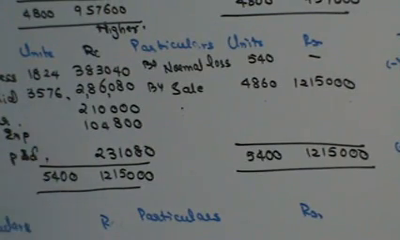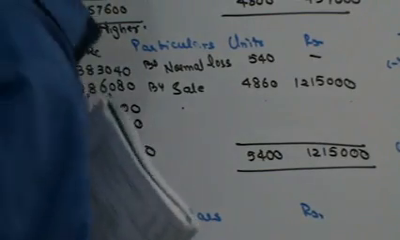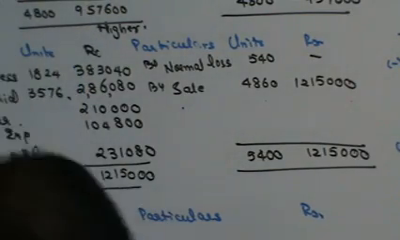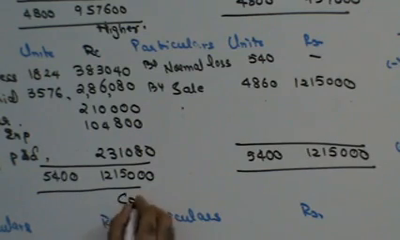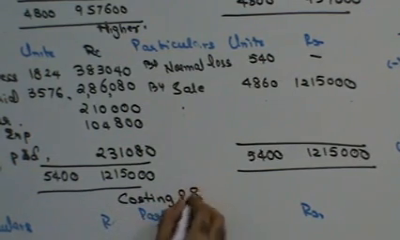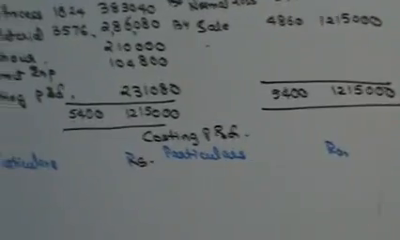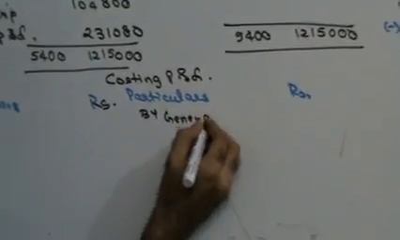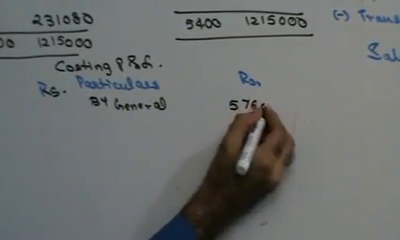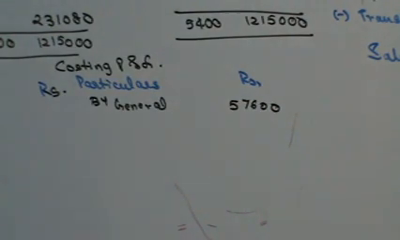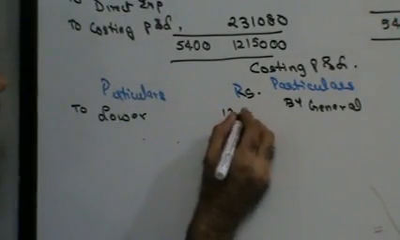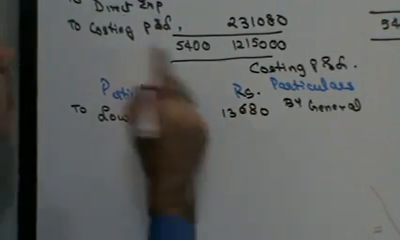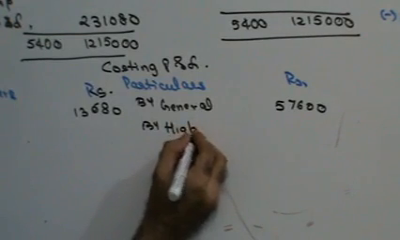Okay. Now, once all this is done, you need to make your costing P&L account. Let's see how do we make costing P&L. Right? You have costing P&L on the debit side in general process. So this will be by general process 57,600. You have costing P&L on the credit side in the lower process. So to lower process is 13,680. You have costing P&L on the debit side. So this is going to be by higher process is 2,31,080.